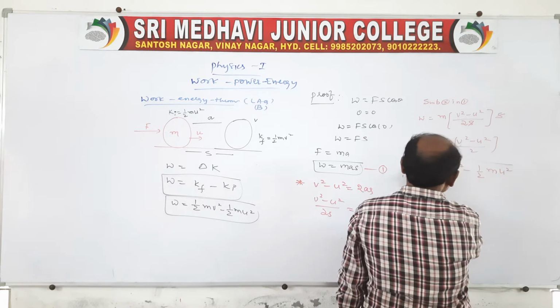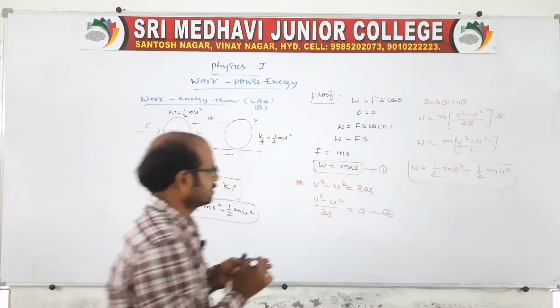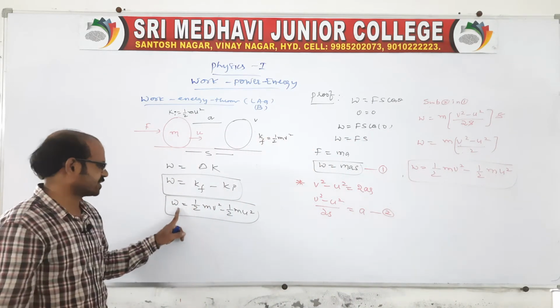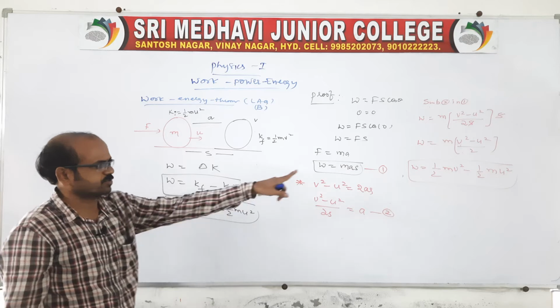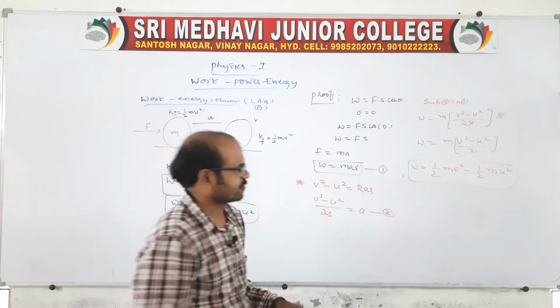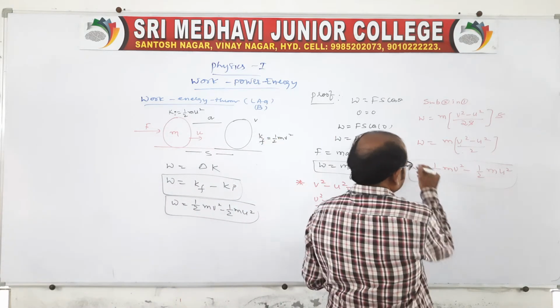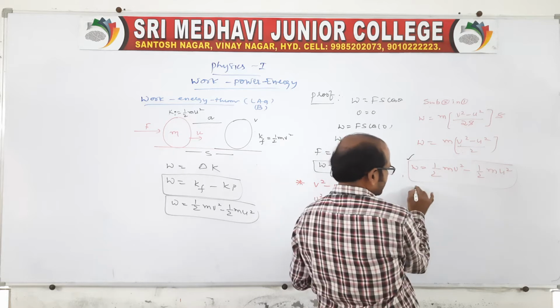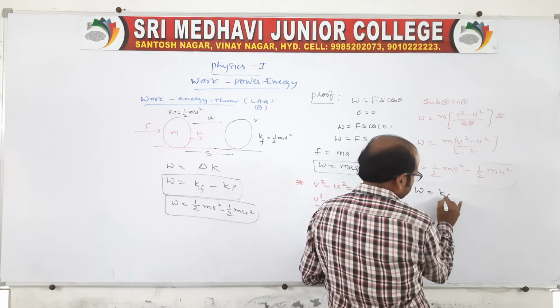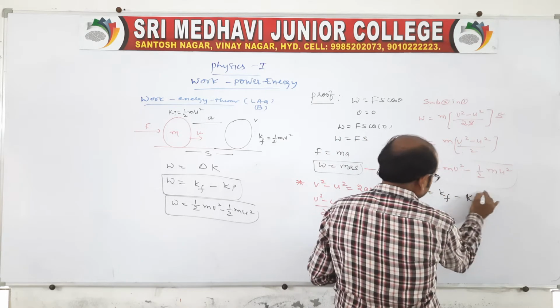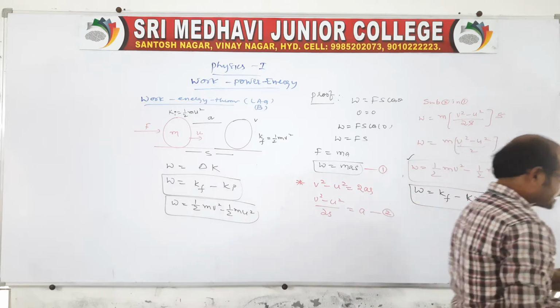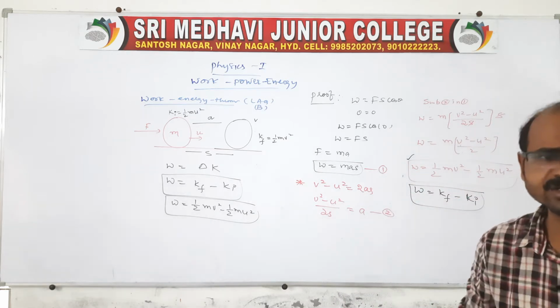Is it proved or not? Look at the work energy theorem: work done is equal to half mv square minus half mu square. Therefore, we can write the work energy theorem as K final minus K initial. This is the relation related to the work energy theorem.